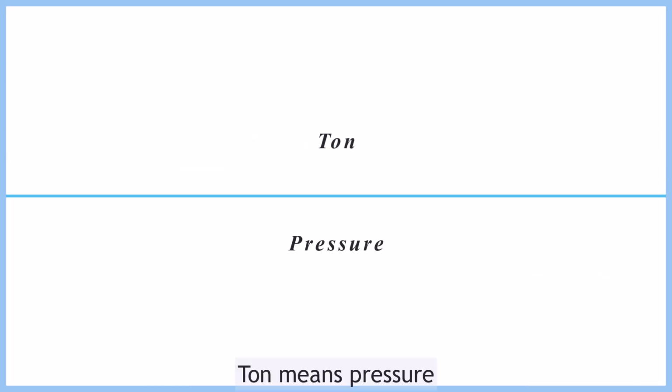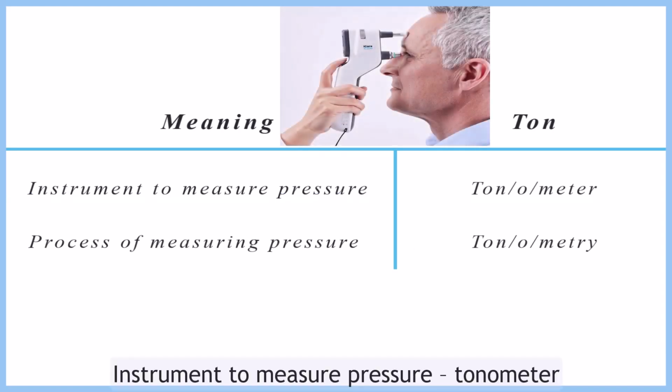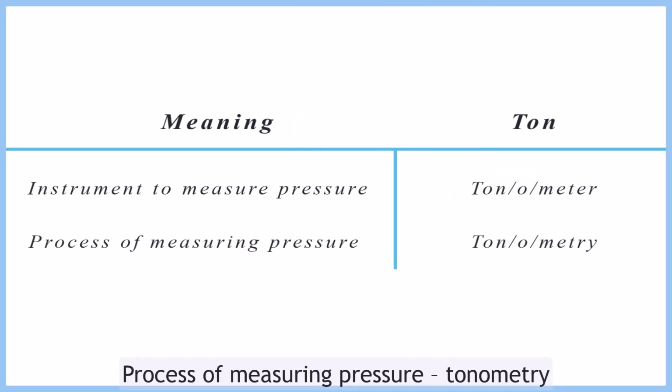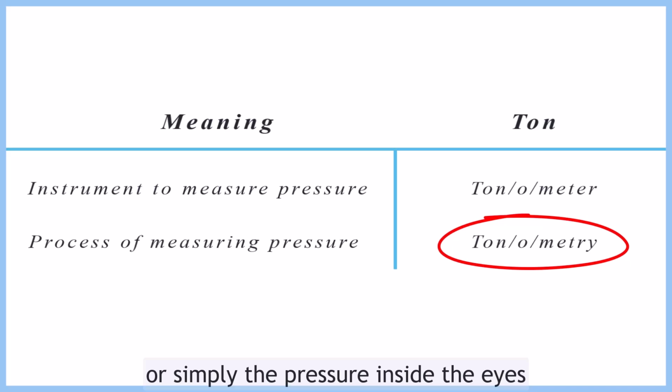Ton means pressure. Instrument to measure pressure, tonometer. Process of measuring pressure, tonometry. Tonometry is a test that measures intraocular eye pressure, or simply the pressure inside the eyes.